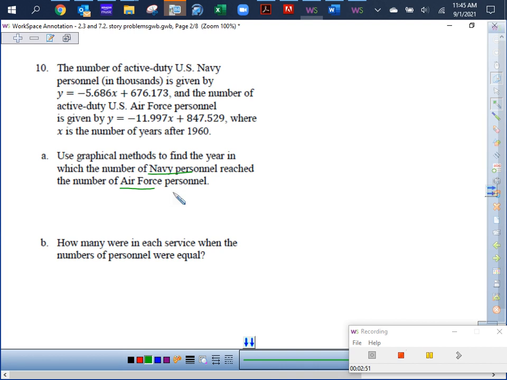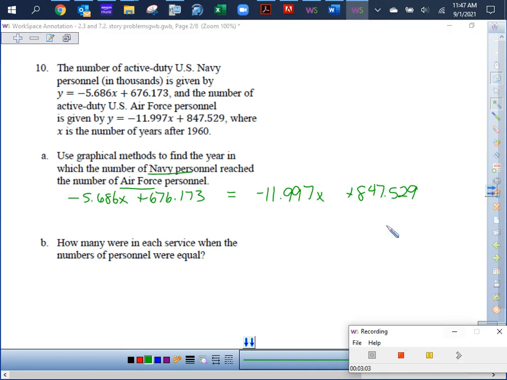One of them's about Navy. The other one's about Air Force. They want to know when they are equal. So you do all your algebra. Move this over, move that over. You can do that at home in video land. And you should get X to come out kind of nasty. Did it come out nasty this time? That can happen. So let's say X is about 27.2-ish. Is that what you're kind of getting?